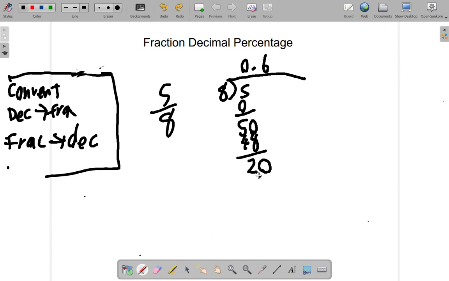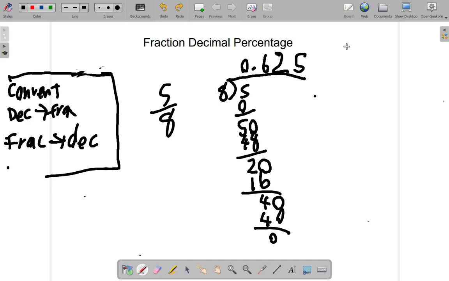8 into 20, how many 8s do we have in 20? 8 times 2 is 16. It's 2. 2 times 8 is 16. 20 minus 16 is 4. You divide by 10, so you add the 0. 8 into 40 is 5. 5 times 8 is 40. 40 minus 40 is 0. So that's where we stop.